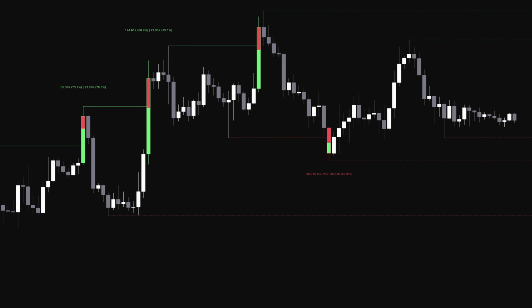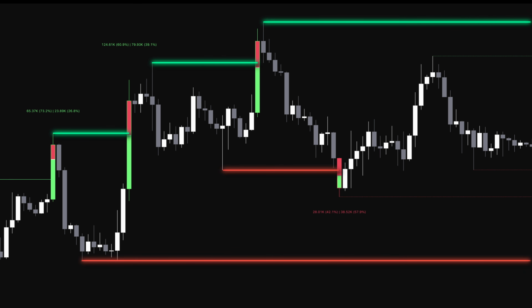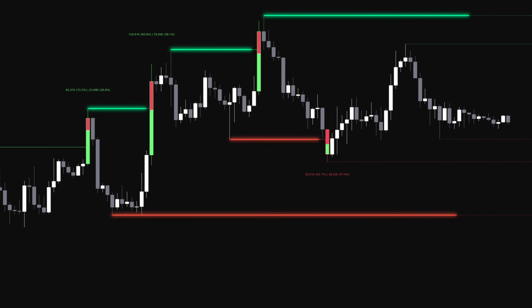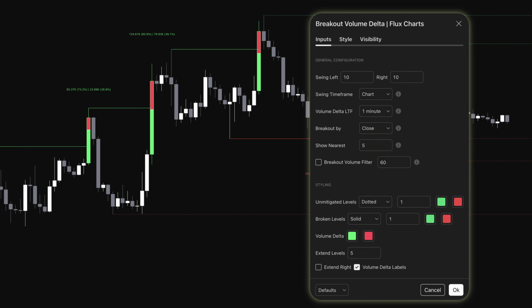The indicator runs a swing detection engine on a time frame you select, plotting horizontal levels at recent swing highs and lows. You decide whether a level counts as broken by candle close or by wick, and you can cap how many recent levels stay on the chart.